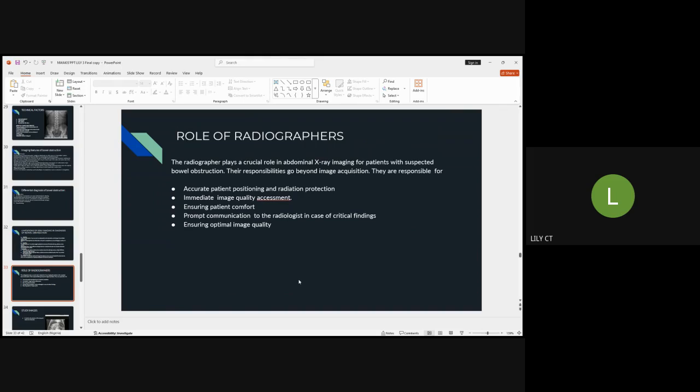Role of the radiographer: the radiographer plays a crucial role in abdominal X-ray imaging for patients with suspected bowel obstruction. Their responsibilities go beyond image acquisition. They're responsible for accurately positioning the patient and radiation protection. If possible, a gonad shield can be used for males as long as the shield used does not obscure the anatomy we are interested in.